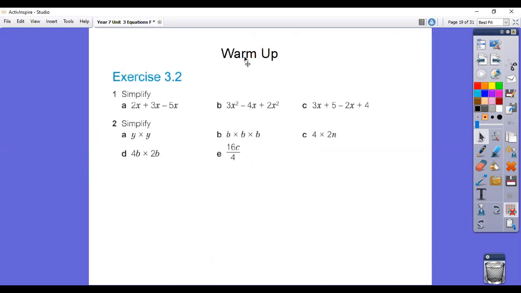Our warm-up questions for today are to simplify these expressions. For the first one, it says 2x plus 3x minus 5. So 2x plus 3x is 5x. And then 5x subtract 5x leaves you with 0, with nothing. I will let you do the rest of B, C, and then question 2, and then we'll move on to the next set of questions.